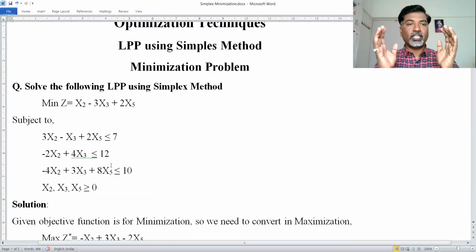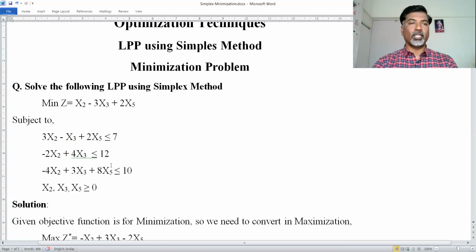Out of those feasible solutions, the set of solution which gives the minimum value of the objective function is called the optimum solution. So we'll see how to solve LPP using the simplex method for a minimization problem.